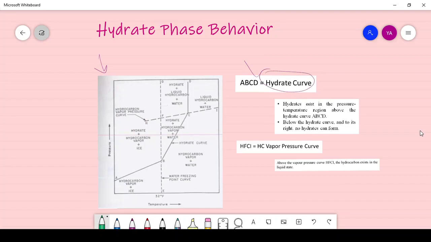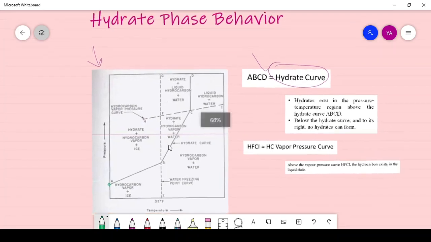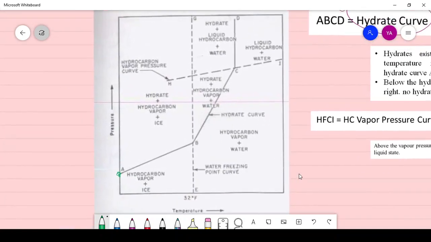Now look here at the diagram. A, B, C, D. This is A. Let me zoom in. This is B. This is C. This is D. So this line is the line A, B, C, D. This is known as the hydrate curve.